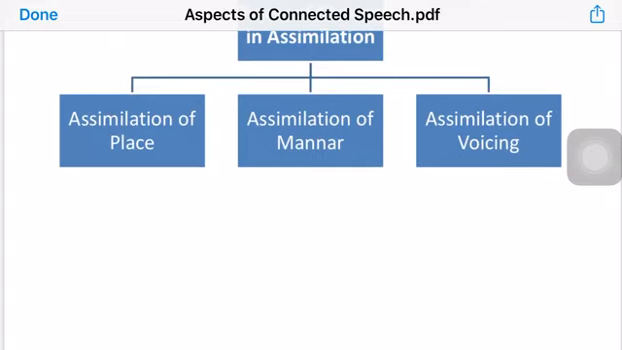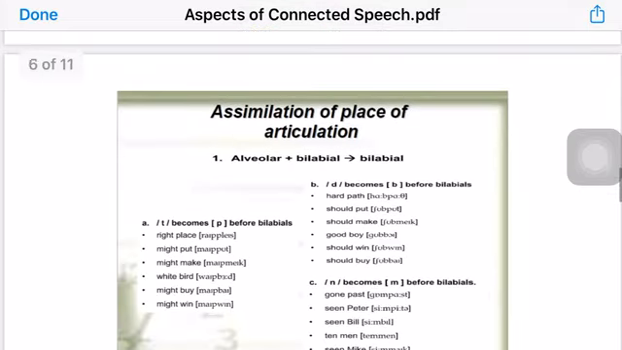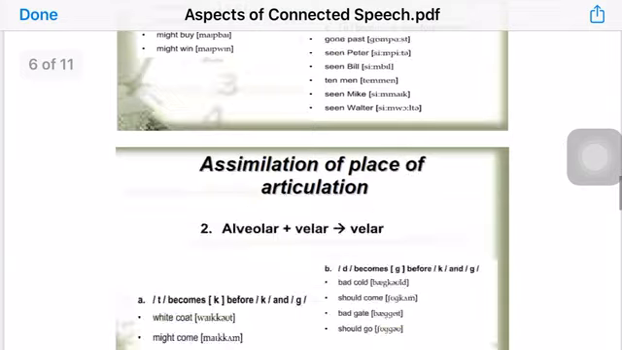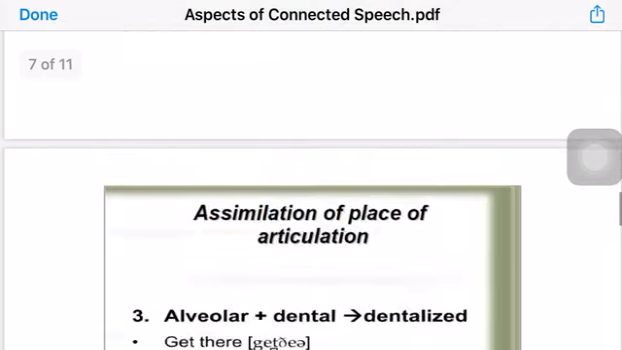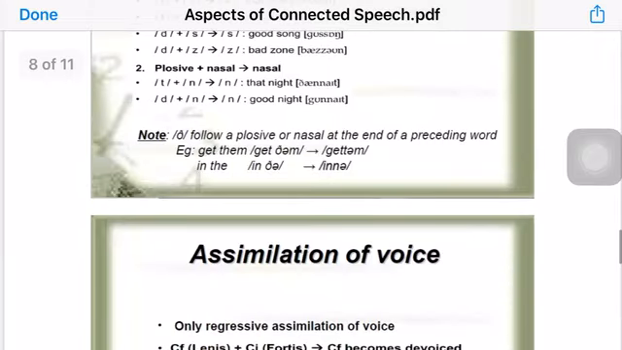The third type of change in assimilation is what we call assimilation of voicing, when we change the voicing of the sound from voiced to voiceless, or vice versa, from voiceless to voiced. So we discussed the first one, assimilation of place of articulation. We discussed this in detail, and we also tackled different examples previously. And I told you the only thing that you need to know is to understand this type of change and to memorize a single example of it.